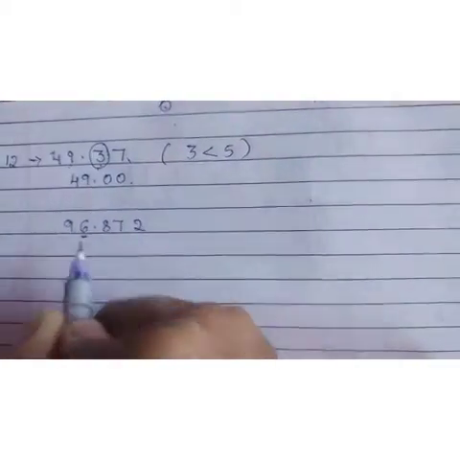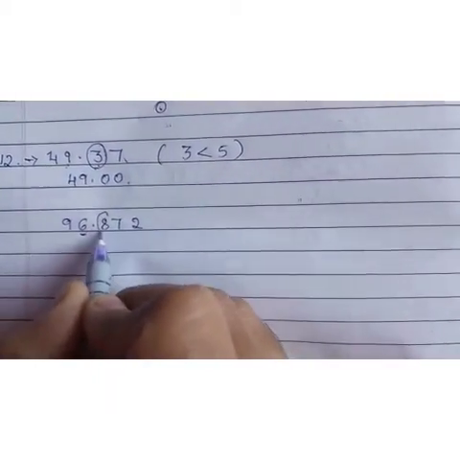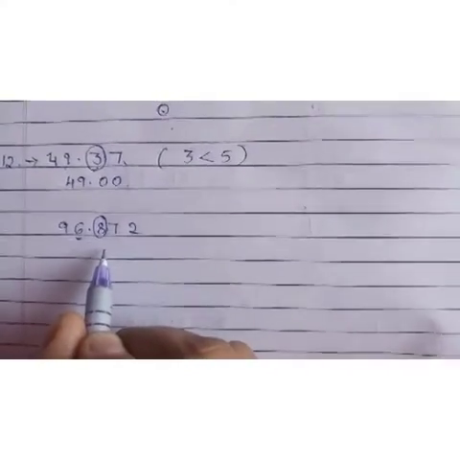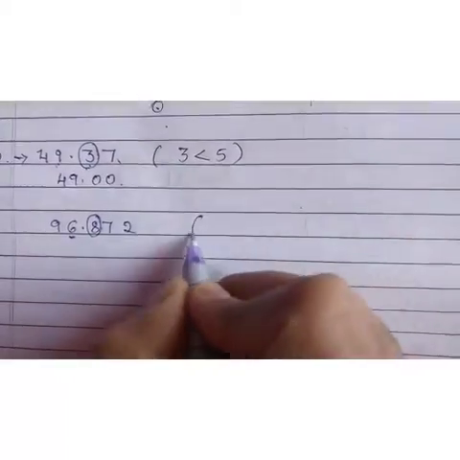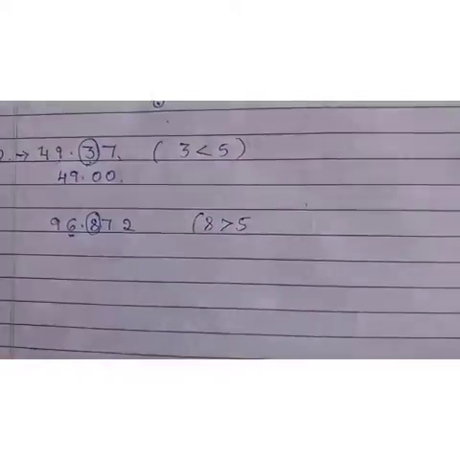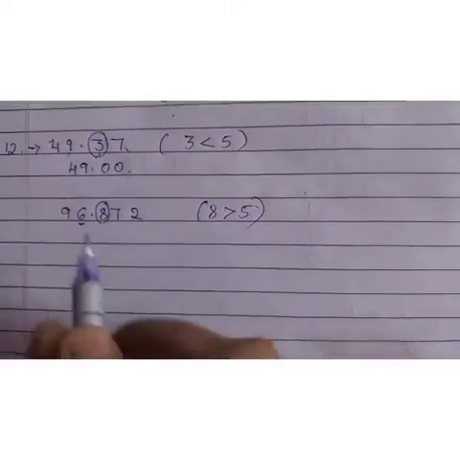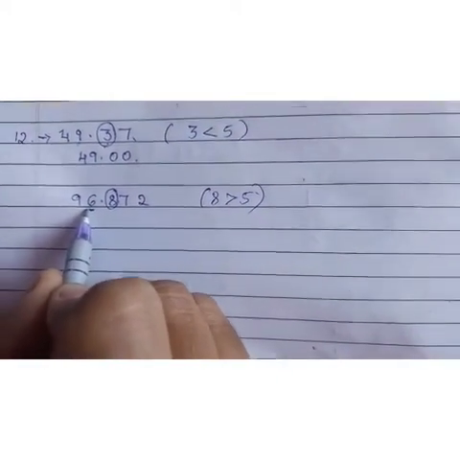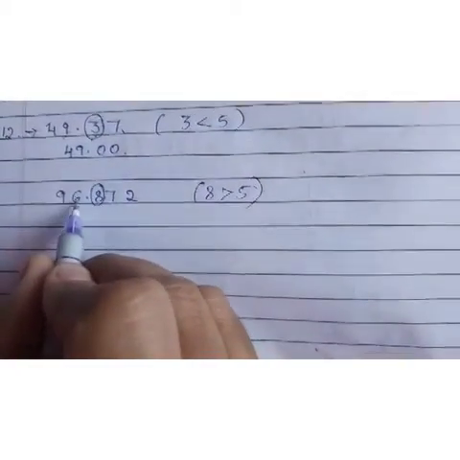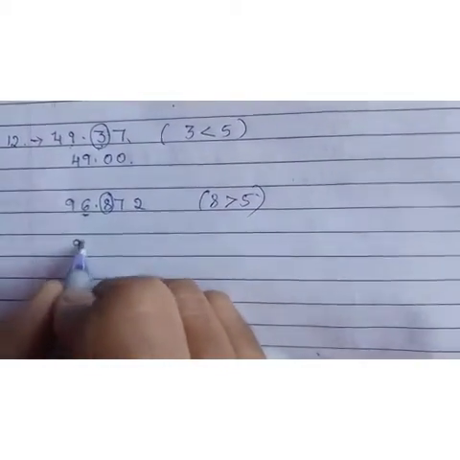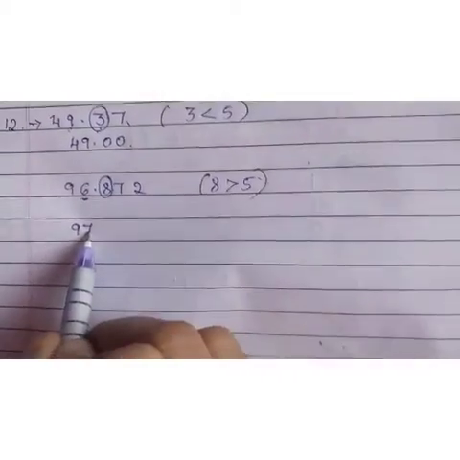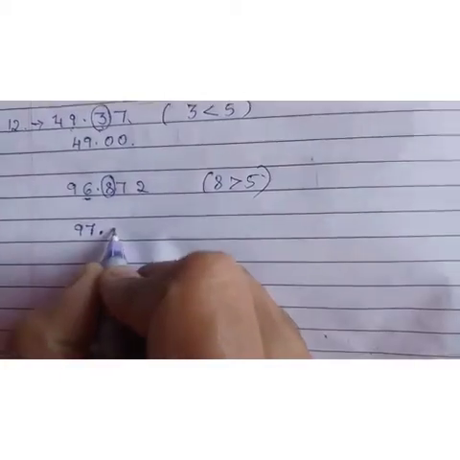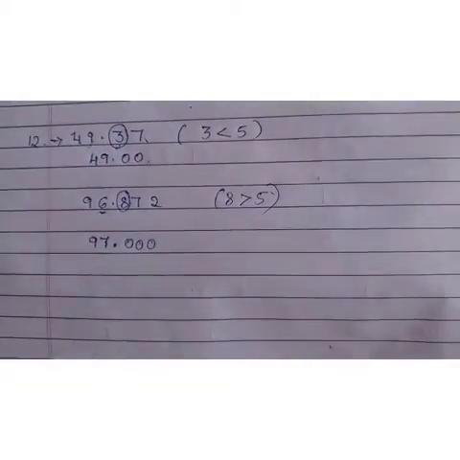96.872, round it off to the nearest ones place. Ones place is here. When you take the digit next to it, it is 8. Is 8 greater than 5 or less than 5? It is greater, isn't it? 8 is greater than 5. So what do you have to do? When it is greater, you have to add 1 to the ones place. So 96 becomes 97, that is 6 becomes 7. Add 1 to it, place the decimal point, and the rest of the digits will be 0. Is it clear?